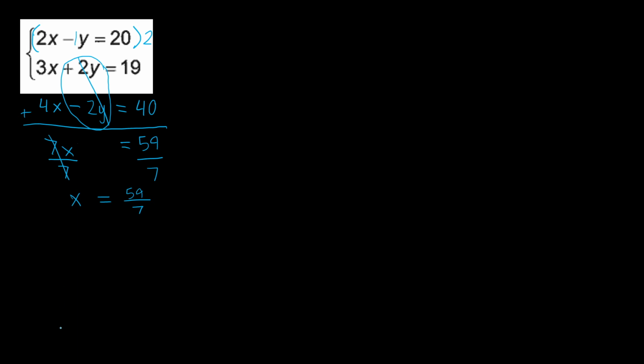I want to show you something with the top equation. Let's say we wanted to plug 59 over 7 into the top equation. You can plug it into the original or into the multiplied one. It doesn't matter. But I'm actually going to plug 59 over 7 into the original. So here's what that looks like. Let's rewrite it. 2x minus y equals 20.